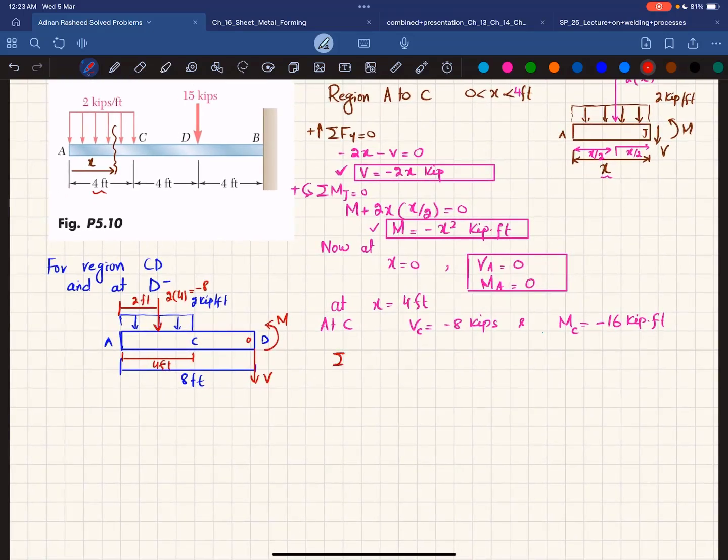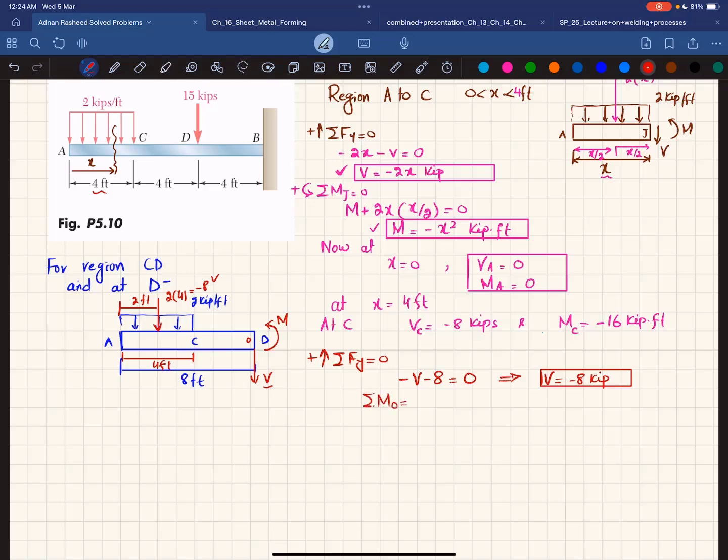So we'll find this V and M by using equations of equilibrium. The first equation of equilibrium is that the sum of all forces along y direction must be equal to 0, and upward force is taken as positive. So minus 8, which is acting downward, minus V is equal to 0. So minus V minus 8 is equal to 0. From here we will get V is equal to minus 8 kip.